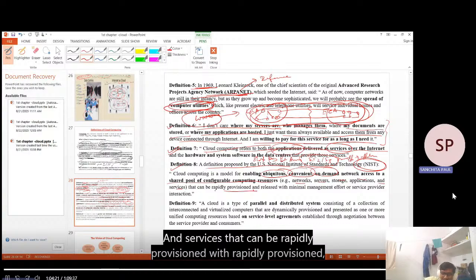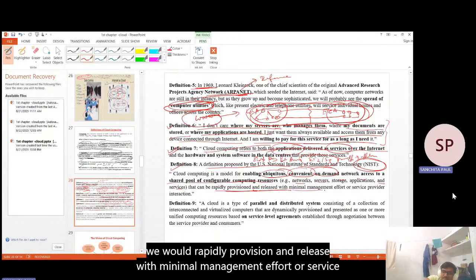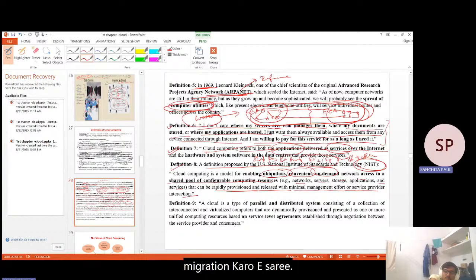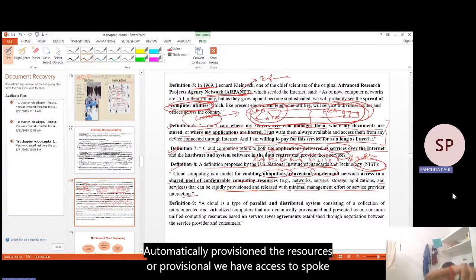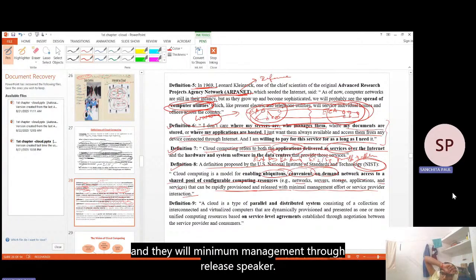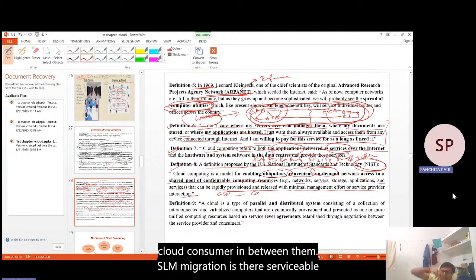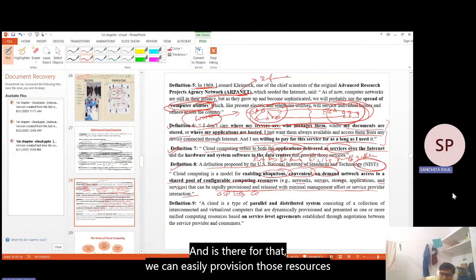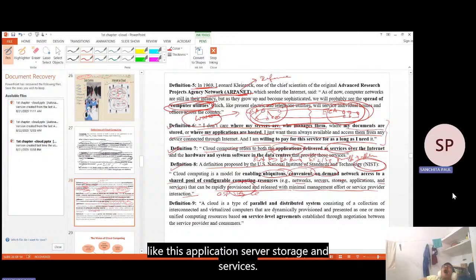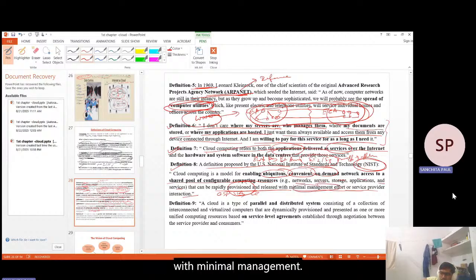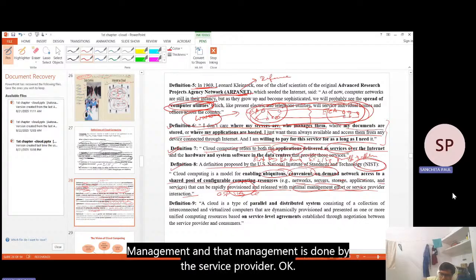तो रैपिडली वो प्रोविजन भी हो रहा है, रैपिडली प्रोविजन एंड रिलीज विथ मिनिमल मैनेजमेंट एफर्ट और सर्विस प्रोवाइडर इंटरेक्शन. मतलब सर्विस प्रोवाइडर के साथ एसएलए माइग्रेशन करो, ये सारे आपके ऑटोमेटिकली प्रोविजन हो जाएगा. जितने भी रिसोर्सेज चाहिए वो प्रोविजनली आप एक्सेस उसको कर सकते हैं. ठीक है. एंड दे विल मिनिमम मैनेजमेंट के थ्रू वो रिलीज भी कर देता है कौन? क्लाउड सर्विस प्रोवाइडर. तो देयर इज अ क्लाउड सर्विस प्रोवाइडर एंड क्लाउड कंज्यूमर. इन बिटवीन देम एसएलए माइग्रेशन इज देयर, सर्विसेबल एग्रीमेंट इज देयर. फॉर दैट we can easily provision those resources like this application server, storage, and services. We can easily provision these resources, and they release the resources with minimal management, and that management is done by the service provider. Okay. Now this is actually the NIST set.